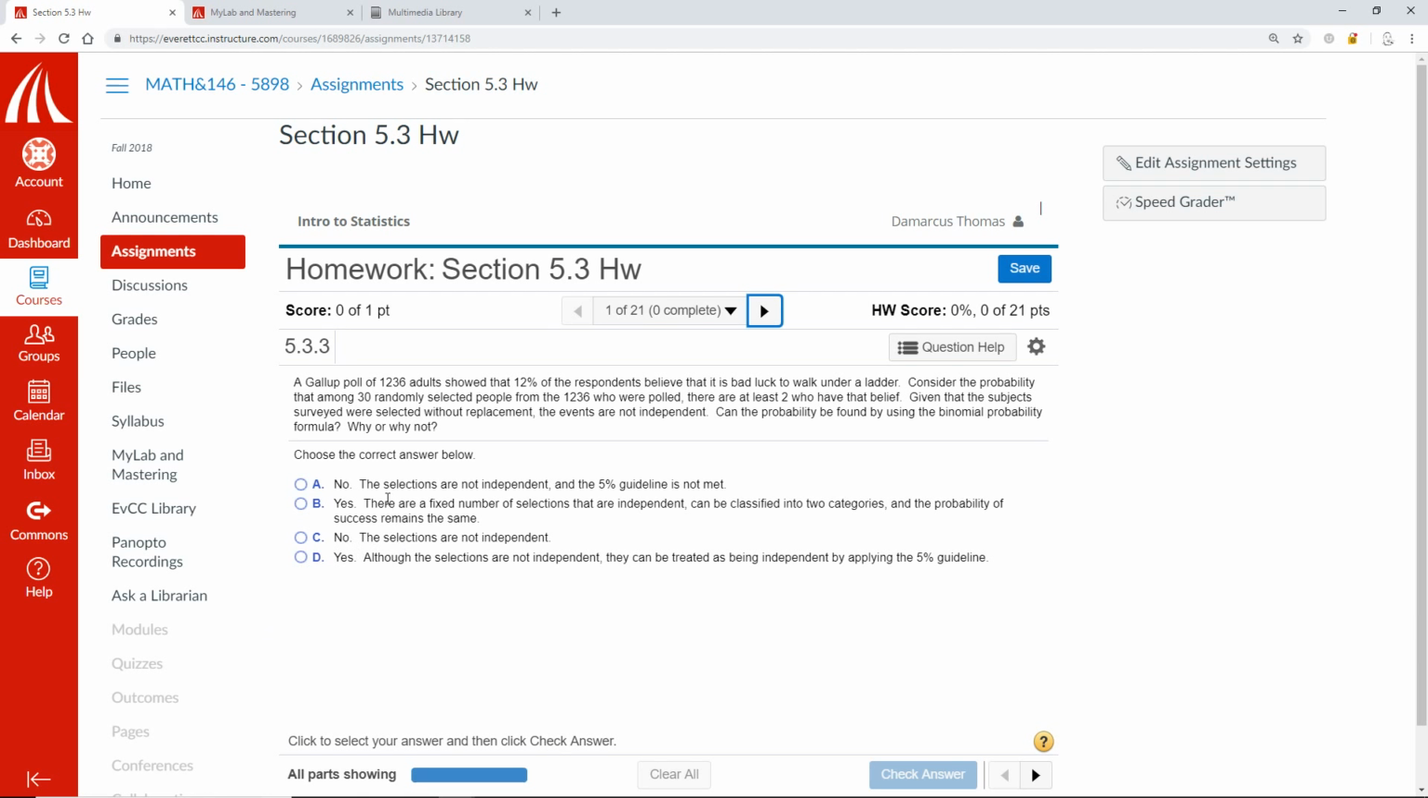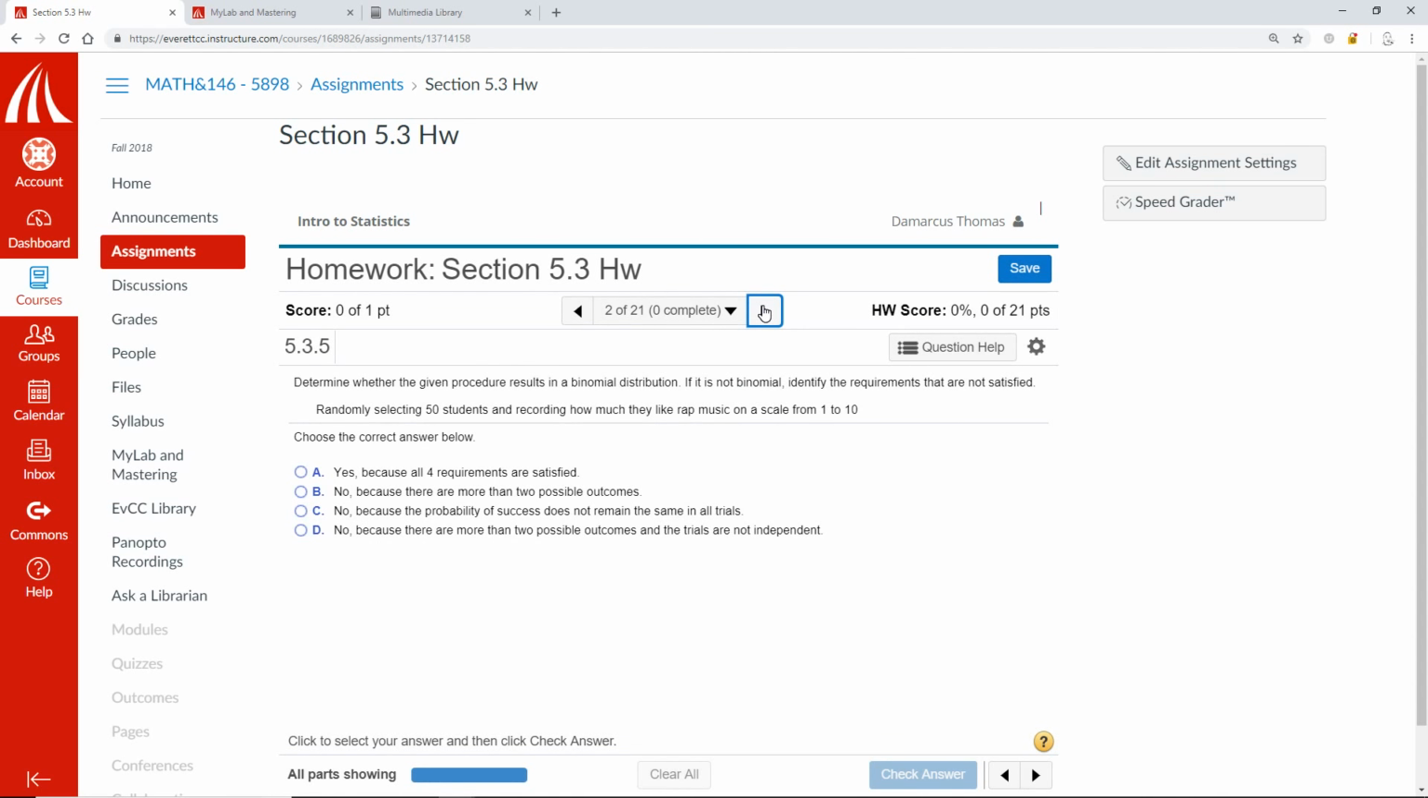So this is kind of getting you an idea on, are you aware of the requirements? Are the requirements met in order to use the binomial probability formula? And remember, given that the subjects surveyed were selected without replacement, the events are not independent. The events are supposed to be independent. Let's keep going.